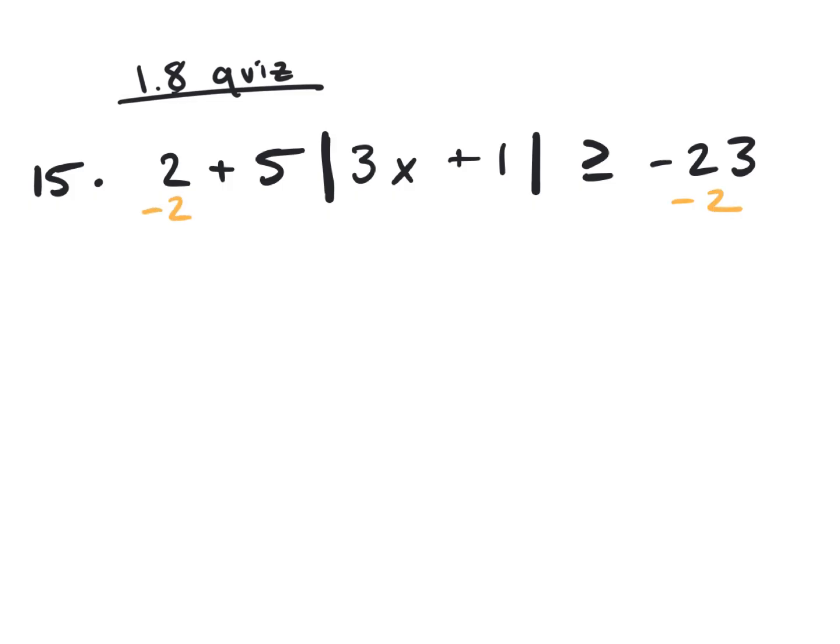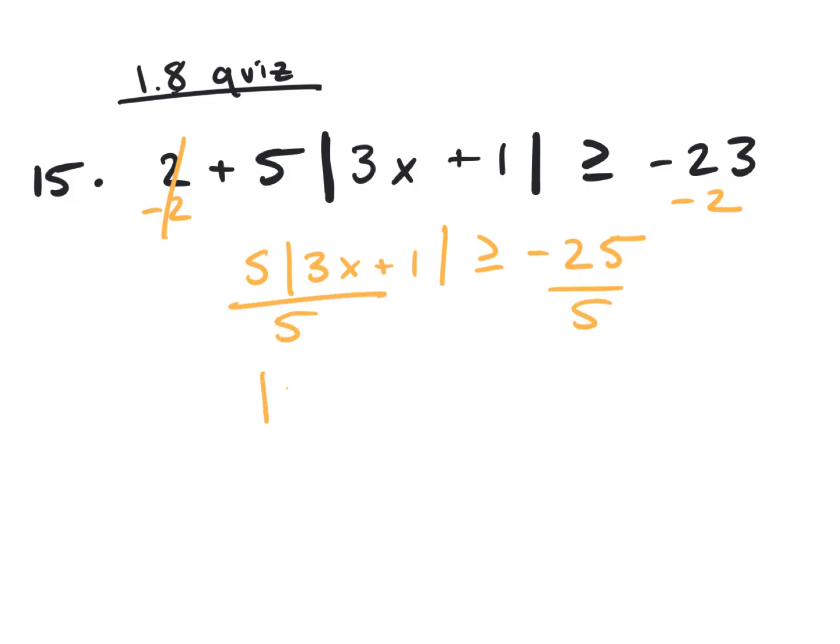The most common mistake that people made here was they would add 2 and 5 together. You can't do that. 5 is being multiplied to the absolute value, so you have to subtract 2 first. So we have 5 times the absolute value of 3x plus 1 is greater than or equal to negative 25. What should we do next? Divide by 5. So the absolute value of 3x plus 1 is greater than or equal to negative 5.